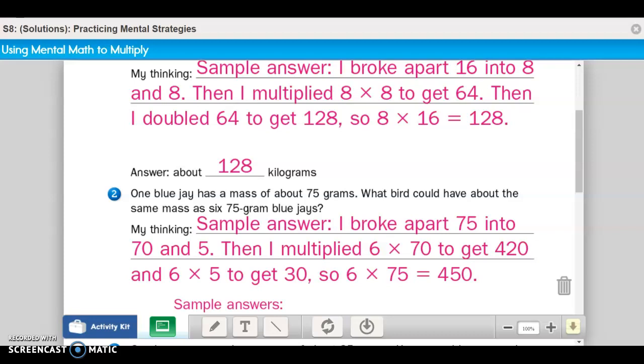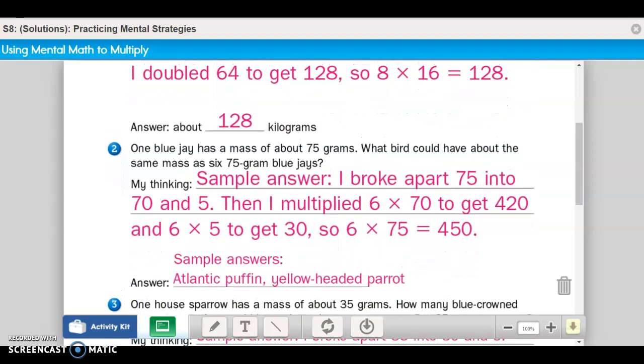But that is not our answer. We still need to know the one bird that could have about the same mass as 6 75-gram blue jays. And there were 2 choices you could have used. Did you see them? Well, one is the Atlantic puffin, and the other is the yellow-headed parrot. Did you find them on your map on pages 277 and 278? The Atlantic puffin has a mass of between 400 grams and 650 grams. 450 falls in that range. The yellow-headed parrot has a mass of 400 grams to 500 grams, and 450 falls in that range as well.